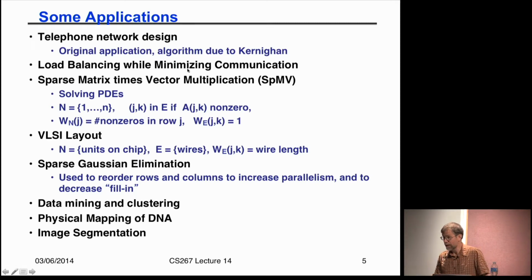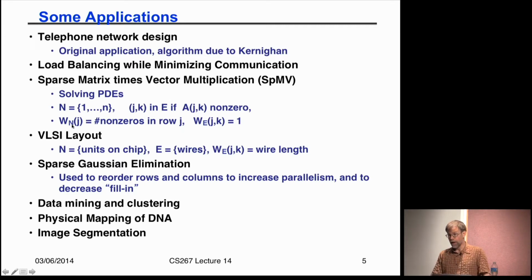Load balancing while minimizing communication, that's sort of the common theme that we have here. And one example that I used before, and I'll use again, is sparse matrix vector multiplication. And in fact, a graph and a sparse matrix are kind of just different mathematical terms for the same thing, so it's a perfectly natural thing to do with it. And so in that case, I will have one node for each row and column in the matrix. And I'll have a non-zero in the matrix. That corresponds exactly to where the edges are.